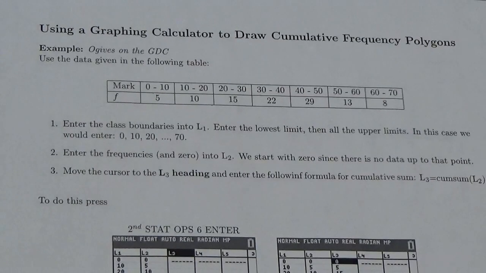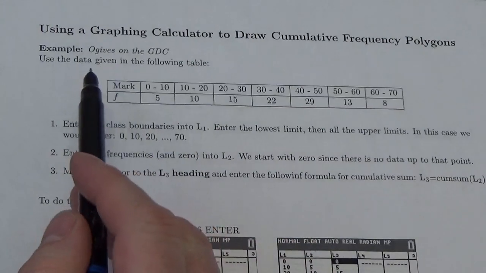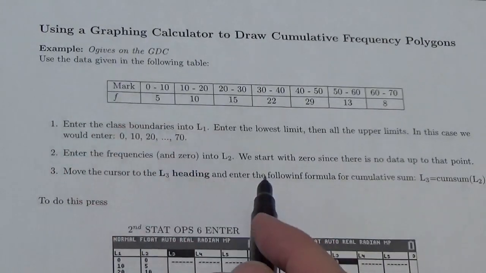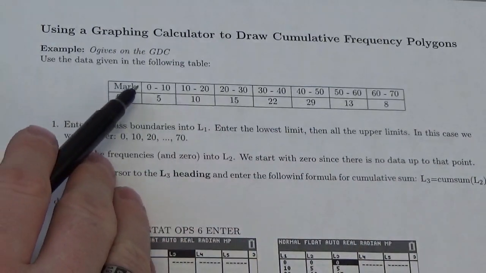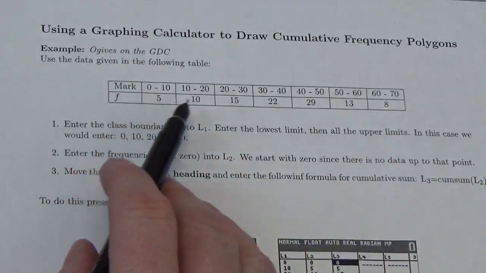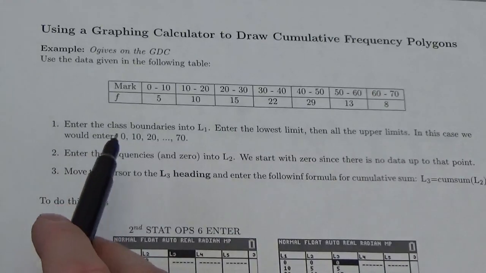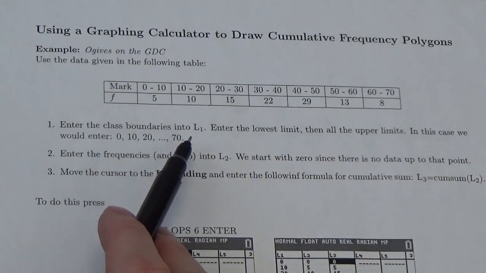Okay, now let's use the graphing calculator to draw cumulative frequency polygons. So we're going to do those ogives on the graphic display calculator. So here's our data. We've got our class intervals right there, and then we've got the frequencies. So we're going to enter the class boundaries into L1.